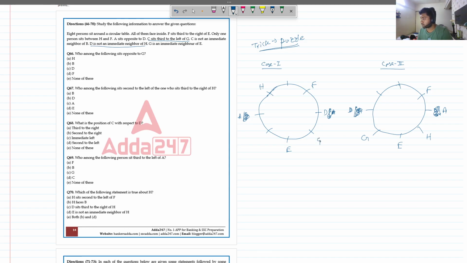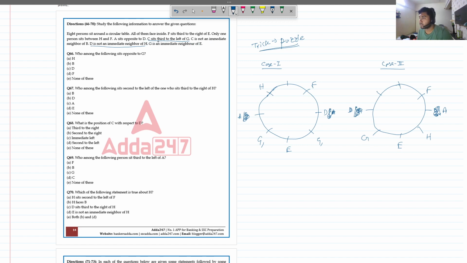If G sits over here or over here, G can sit anywhere. I'll just give a mark to say that one of these options will be eliminated later. G is an immediate neighbor of E. Now come back to the clues that we did not use. C is not an immediate neighbor of B.